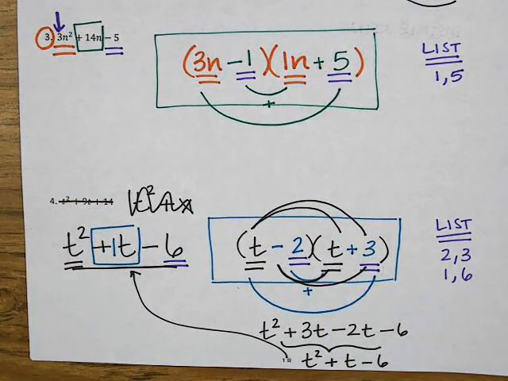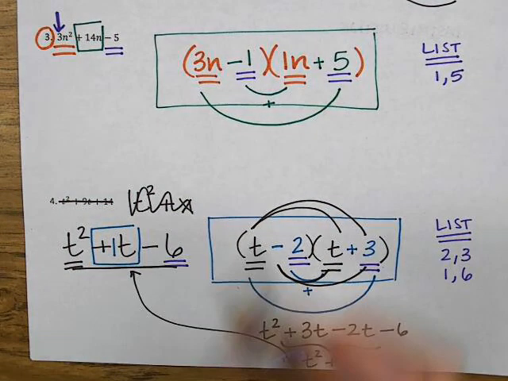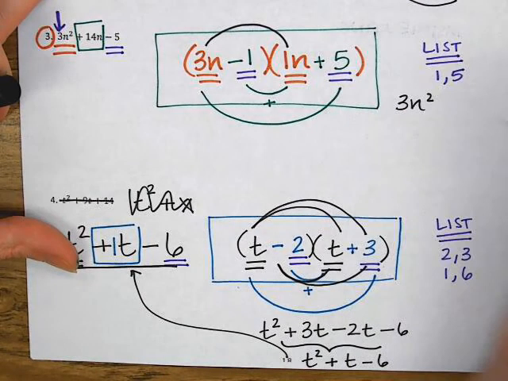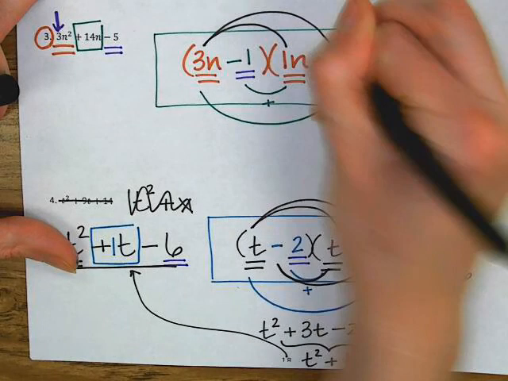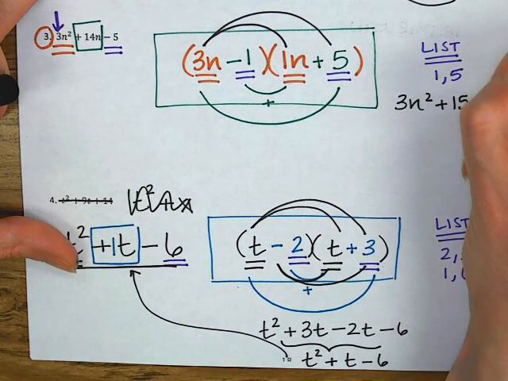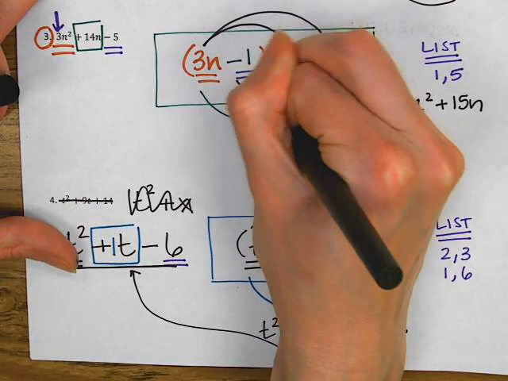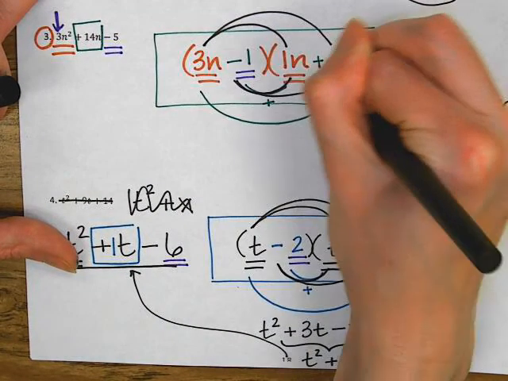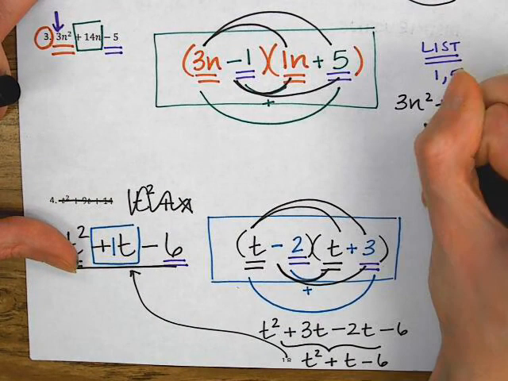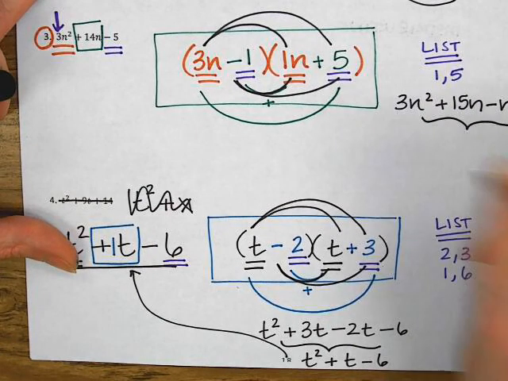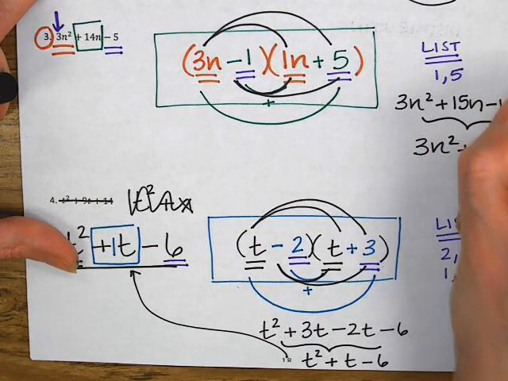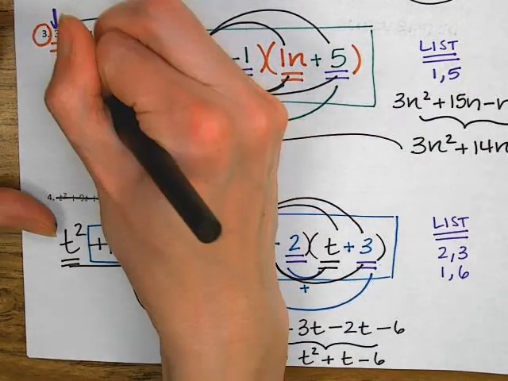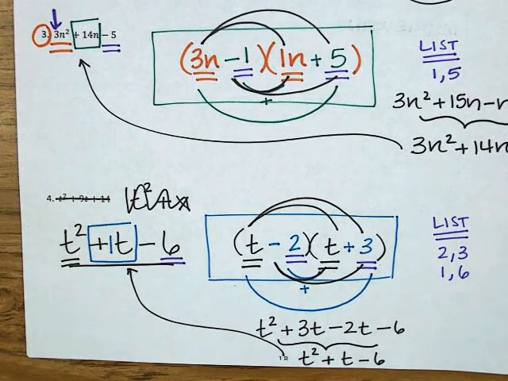Okay, I want you guys to check it since we're new at this. So 3n times 1n is 3n squared. 3n times 5 is 15n. -1 times n is -n. And -1 times 5 is -5. And if you add your like terms in the middle, we get 3n squared plus 14n minus 5. And that is what we wanted. So that means we factored it right.